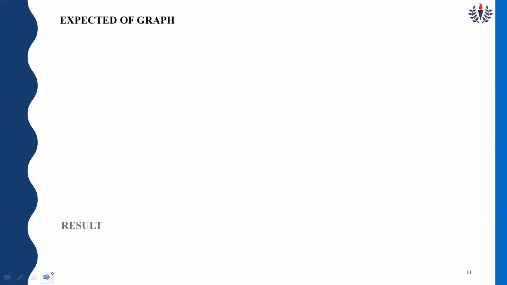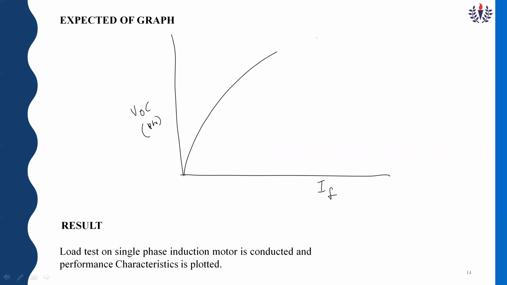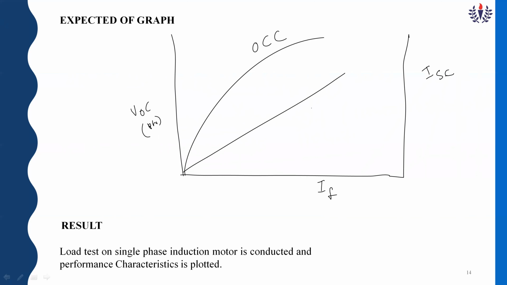So this is your expected graph. I hope you can fill this expected graph now. In your expected graph, how you have to fill this is left blank. You have to fill it, students. This is my IF. This is my VOC per phase. And I'll get my OCC. And one more axis I'm taking. This is my IS. And one straight line I will be getting, SCC. This is my expected graph.